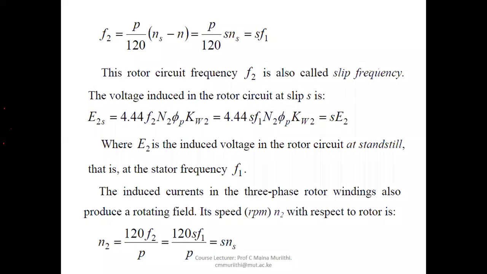And that's why we say E2S is equal to the slip multiplied by E2, where E2 is the induced voltage when the rotor is at standstill. Then the speed of the rotor will also be a factor less than the synchronous speed, and consequently we can write it as SNS. So these are very key for us to understand.